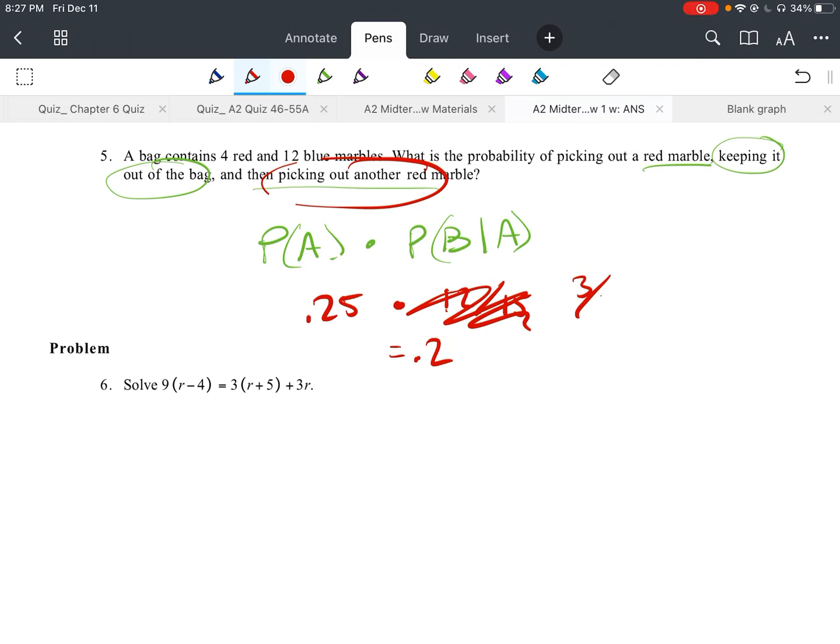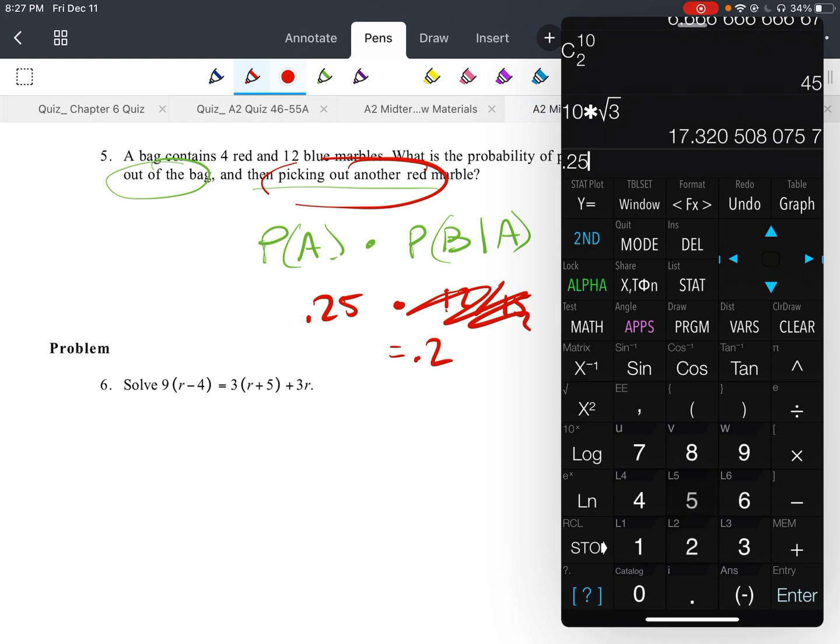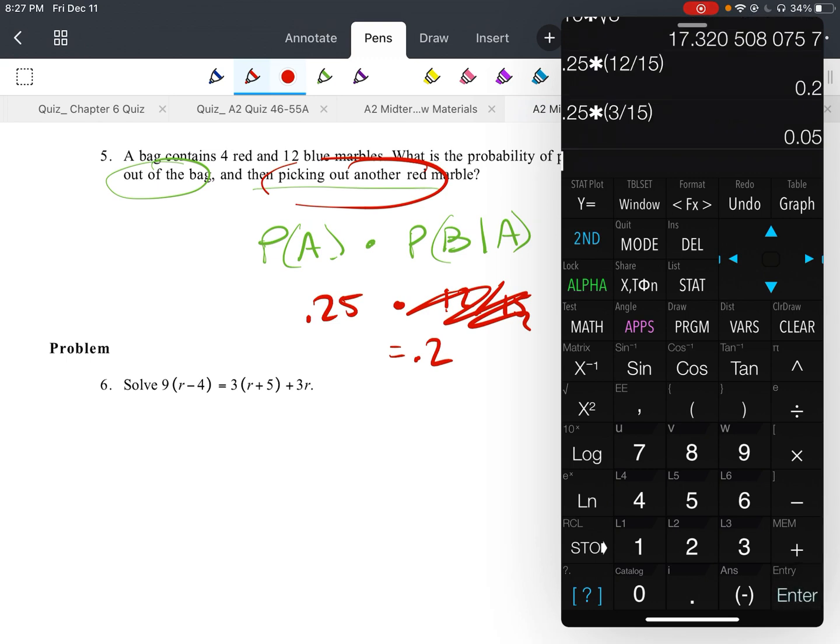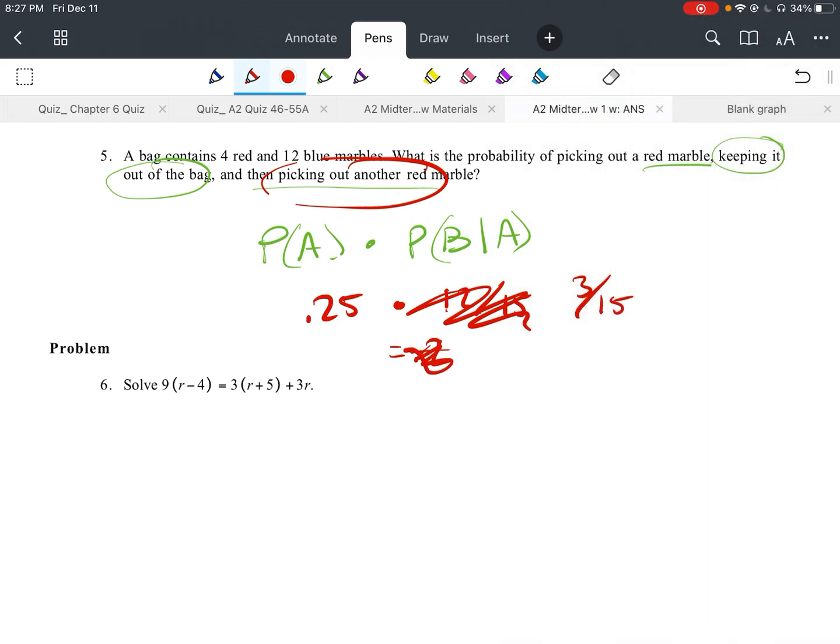There's only 3 in there, 3 out of 15. And so 3 out of 15. So 0.25 times 3 out of 15. Sorry for that. And bam, 0.05. That's more like it.